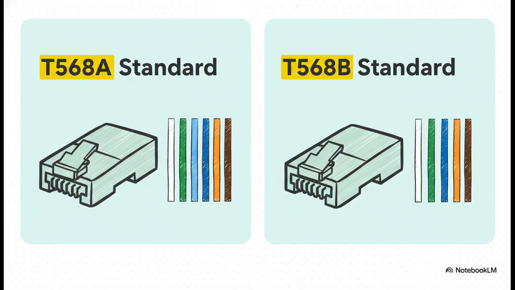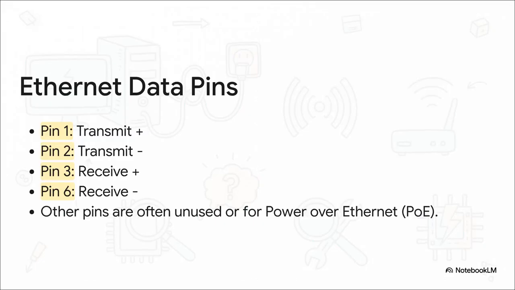Now, T568B is, by far, the most common standard you'll see today. But you know what the most important rule is? Consistency. For a normal straight-through cable, both ends have to be wired in the exact same order, to the exact same standard. Period.